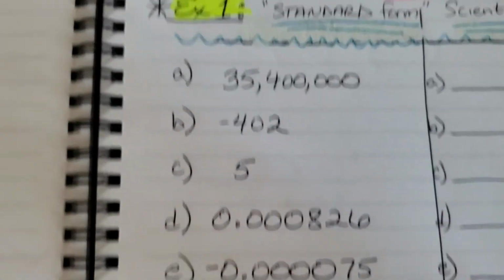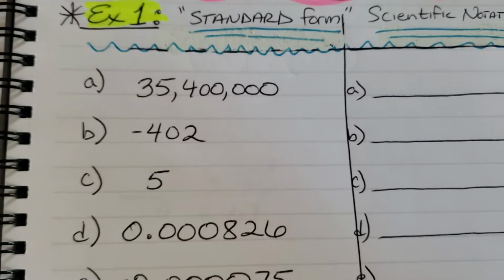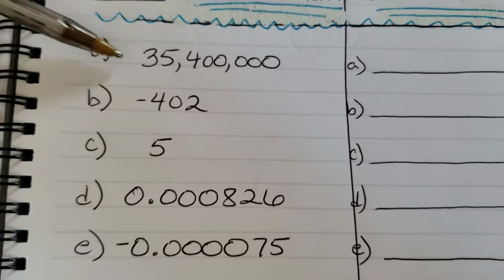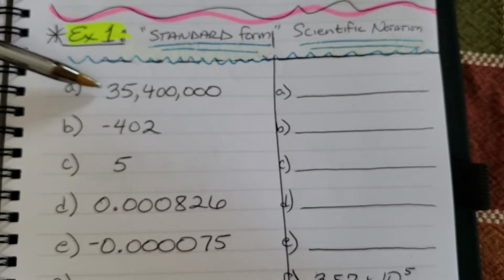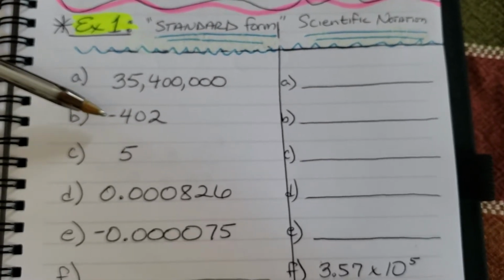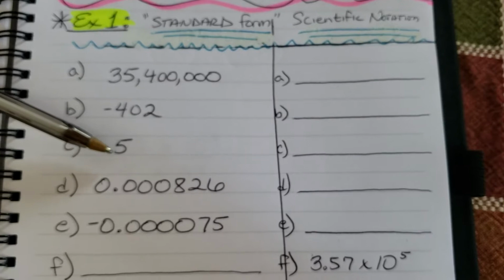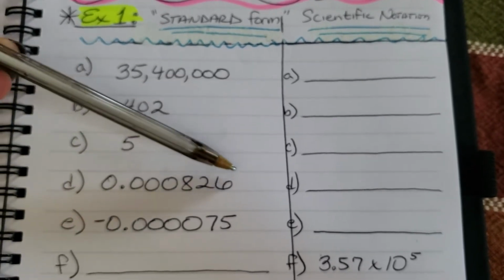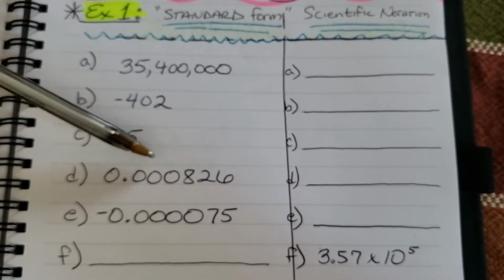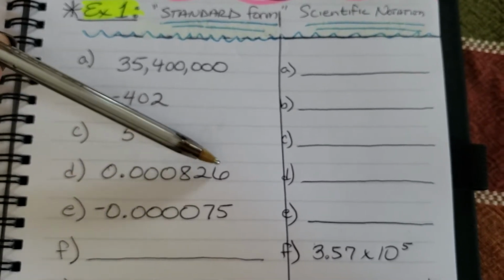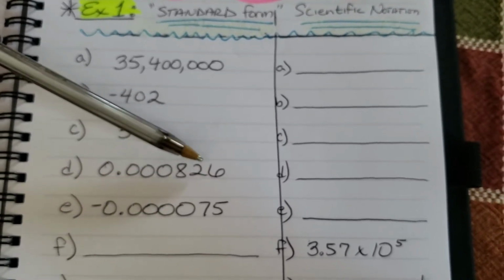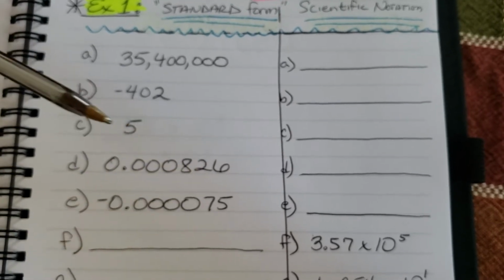All right, now this is what we refer to as standard form, okay? So if you recall in the past, we have done and read 35,400,000, negative 402, 5, and this, of course, we would read as its decimal place. So tenths, hundredths, thousandths, 10,000ths, 100,000ths, millions. So this is 826 millions, okay?